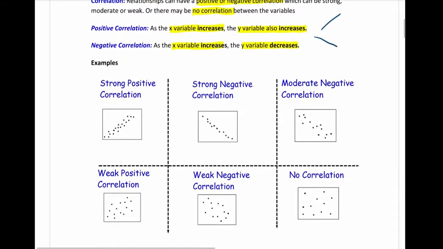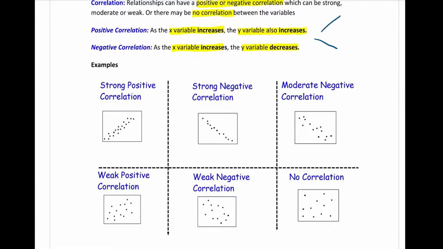Some examples of different correlations and different strengths we can see here. Here we have a positive correlation that's strong, and you can see that it forms roughly a straight line. Strong negative correlation, same idea, but in the negative direction. Moderate. We can still see that general line shape, but it's not as tight as the previous one. Weak and positive. We can still see a general line shape, but the points are not as clustered together. Same with the weak negative. We can see they are trending downwards, but they're not all close together. And then no correlation.